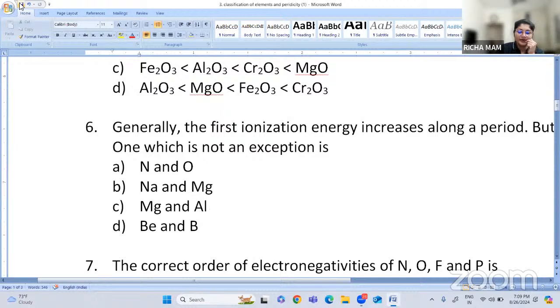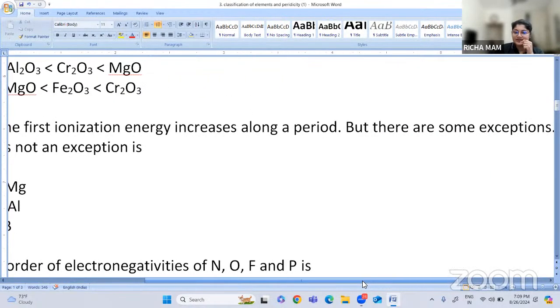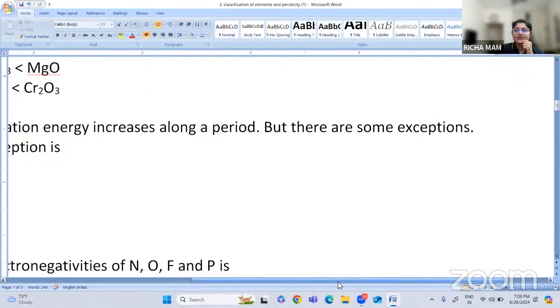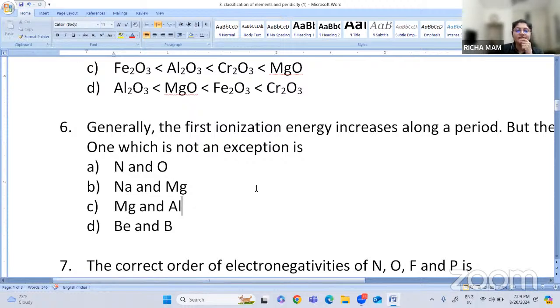How are we going to apply this here? What is the question asked? The first ionization energy, as we know, increases across the period, but there are some exceptions. Here they've asked which is not an exception among the following. So there are 4 options: A, nitrogen and oxygen; B, sodium and magnesium; C, magnesium and aluminium; and D, beryllium and boron.